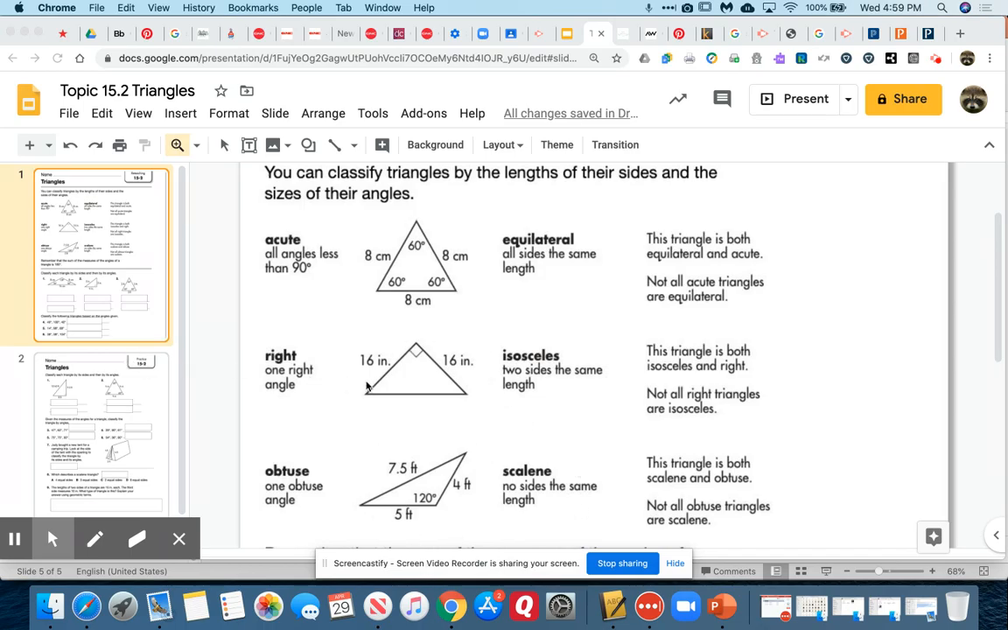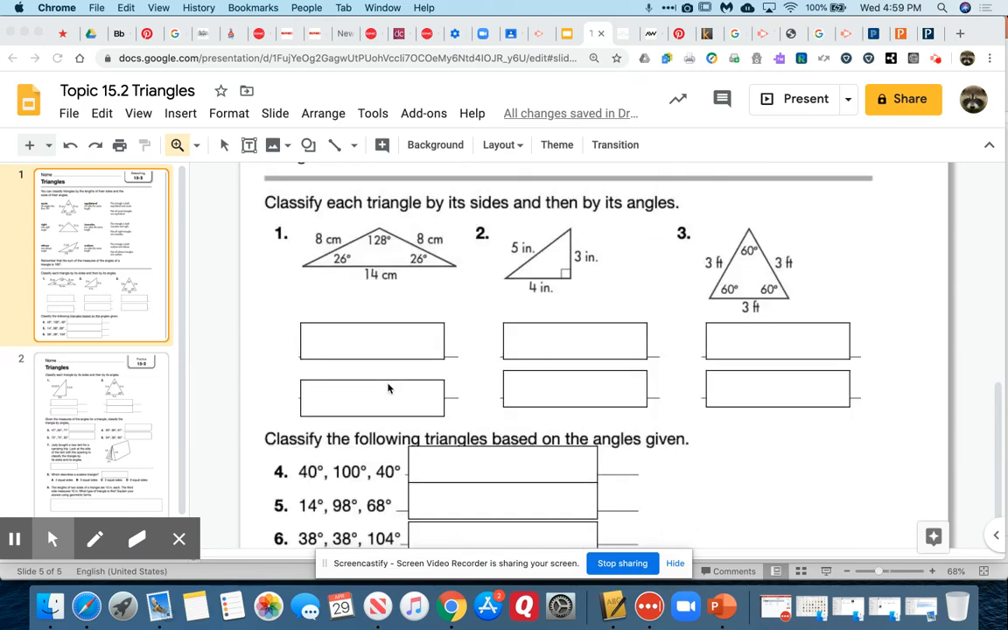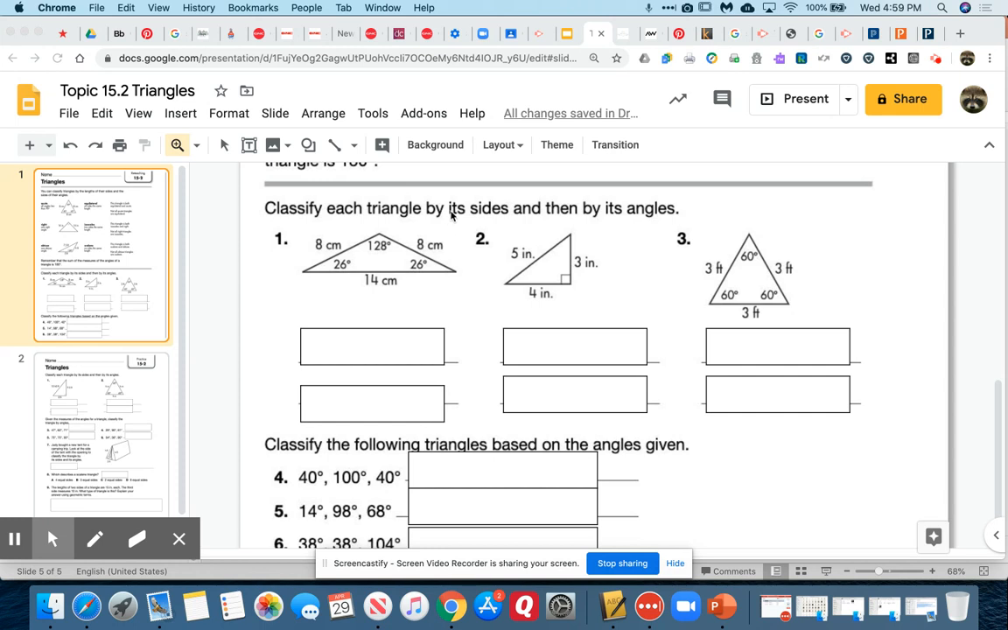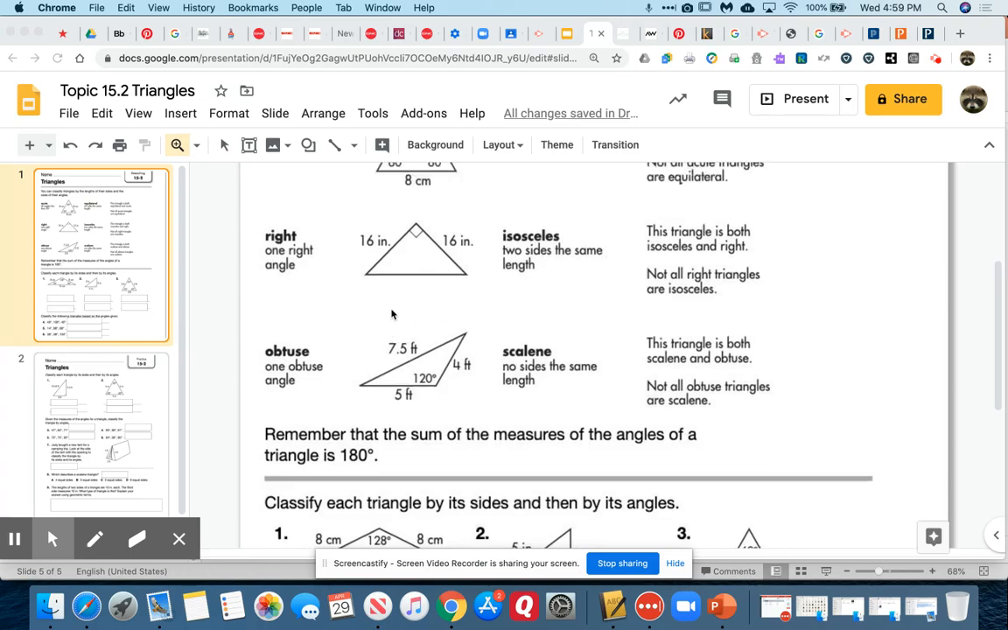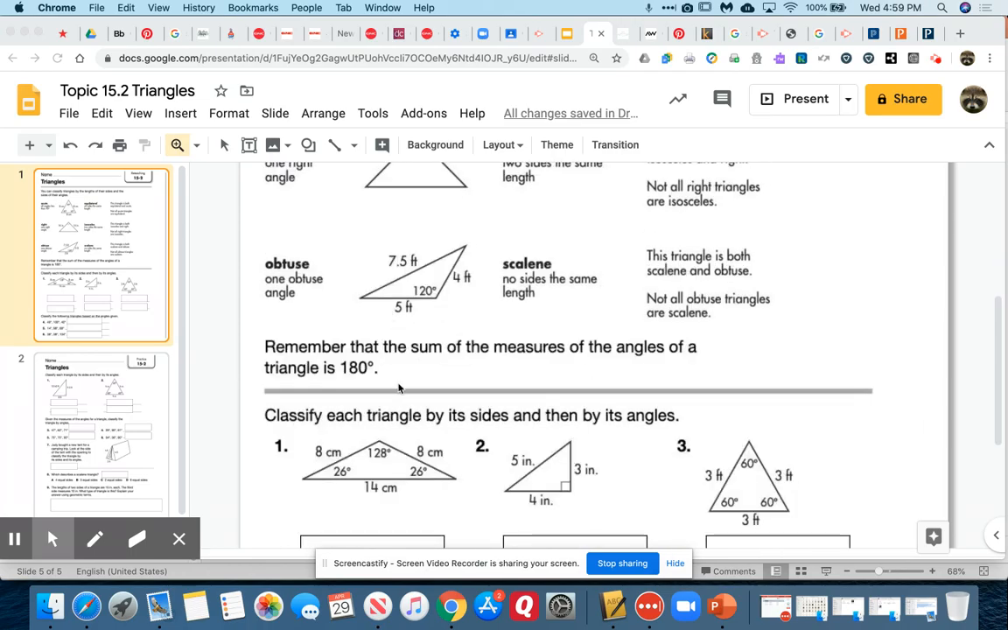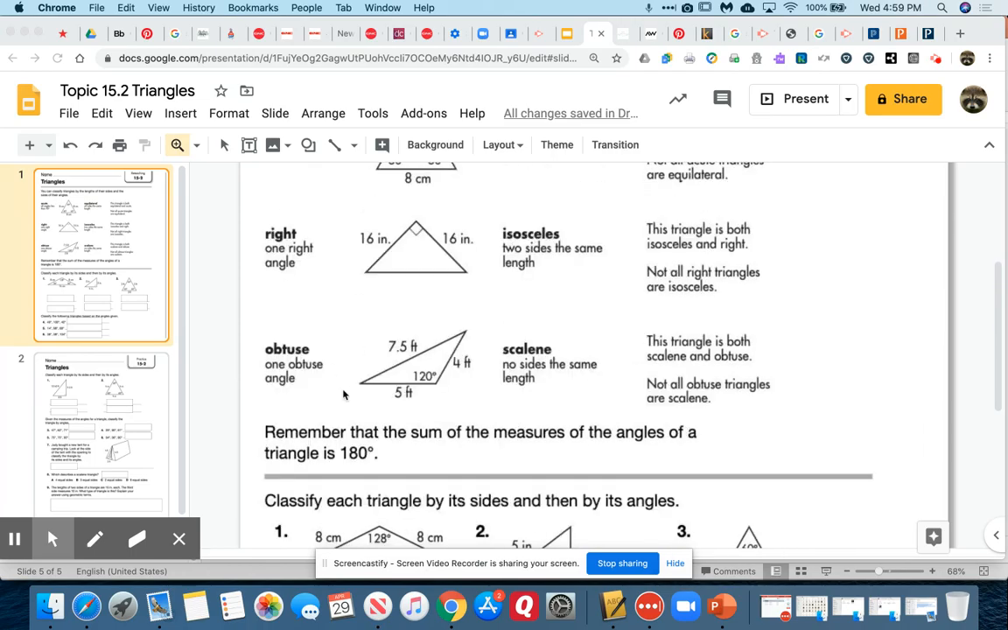And so now let's look at some of the triangles, and we're going to use these terms to help us classify. So scrolling down. First we're going to classify by its sides, and then we'll classify by the angles. So let's look at this one. We have 8, 8, and 14. So we have two sides the same. So what do we call that? Isosceles.